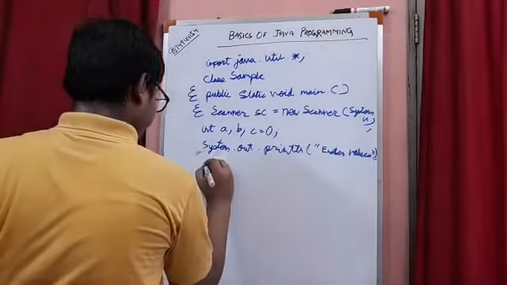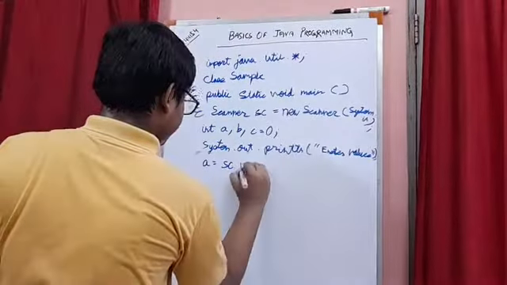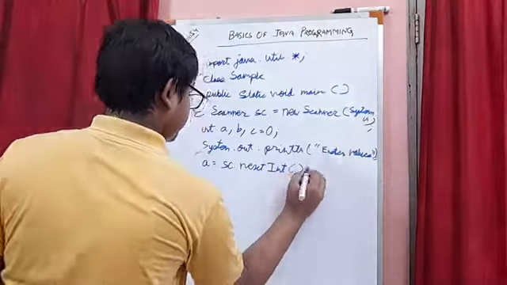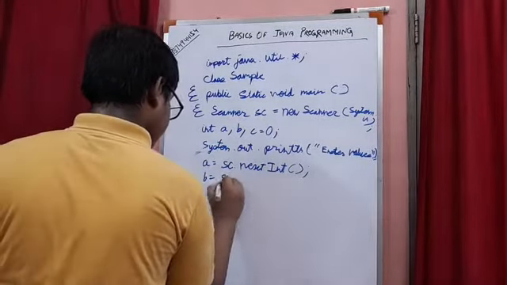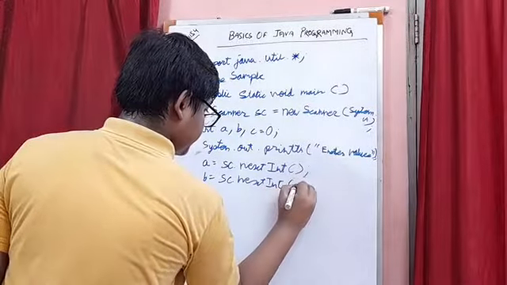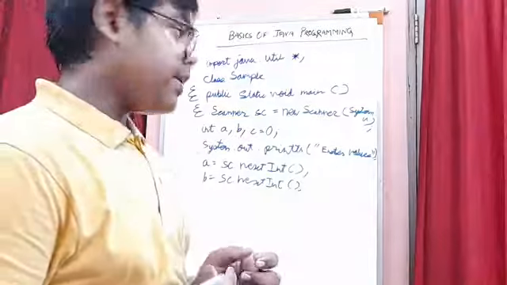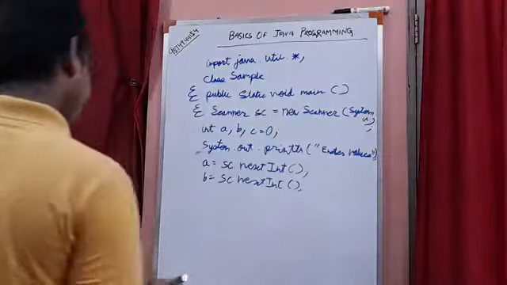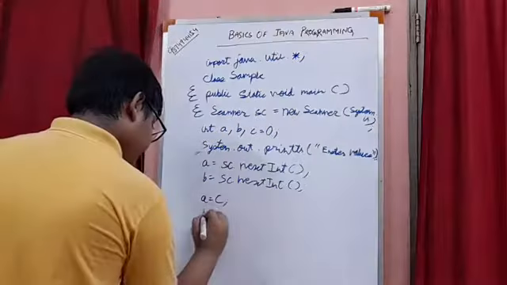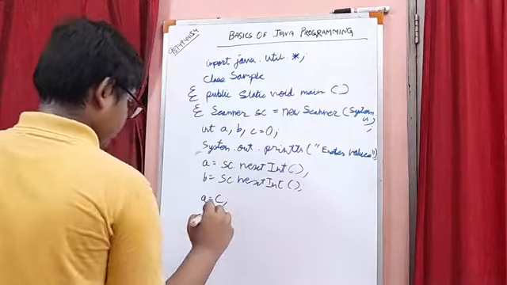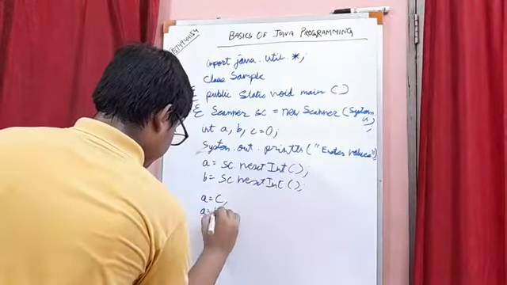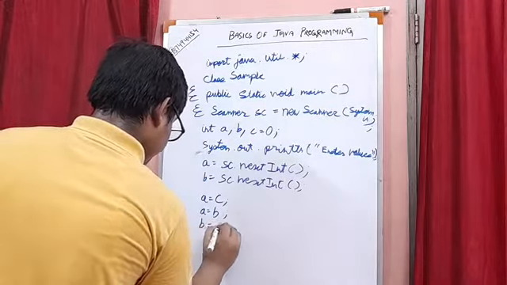Now we continue. a = sc.nextInt(); then b = sc.nextInt(); The values of a and b are given by the user. Now we continue with it. c = a; I will explain all this. a = b; b = c.